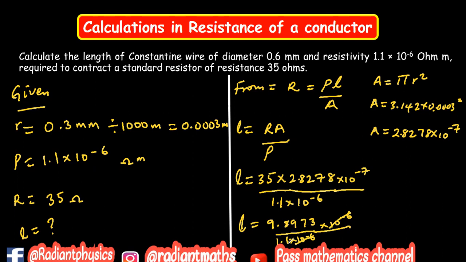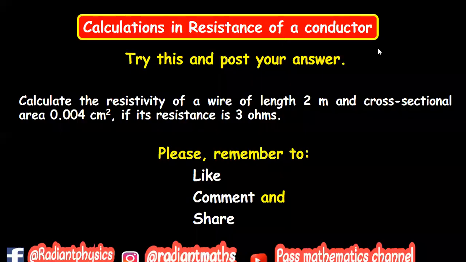9.8973 divided by 1.1. So when we do this division, that is, divide this by this, we are having something like this, 8.99. So approximately, the length of that Constantan wire is 9 meters. So this is the length of the Constantan wire. So this is how to apply this equation. In your understanding, please try this and post your answer. This is a question that I'm going to leave with you. Try it and then post your answer to show that you understand this lesson.